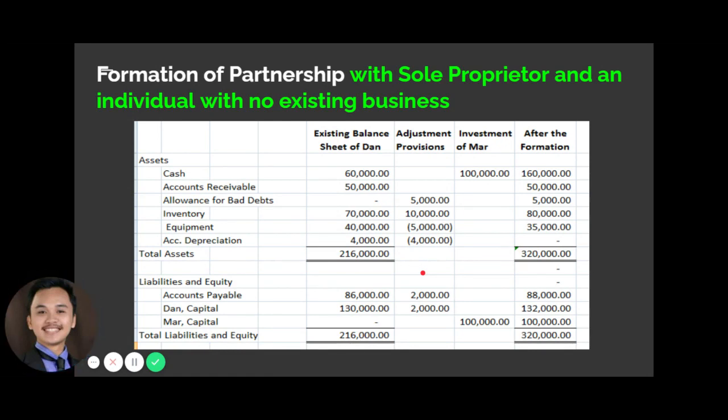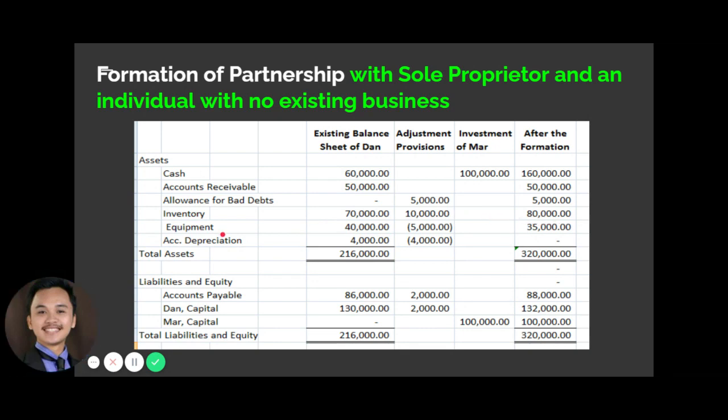Another, I actually have here an example on a worksheet of the existing balance sheet and the adjustments made by that appraisal. So, we have no problem with cash, so there is no change in cash, and no change in accounts receivable, but we provide an allowance for bad debts of 5,000. And then, our inventory went from 70,000 to 80,000.